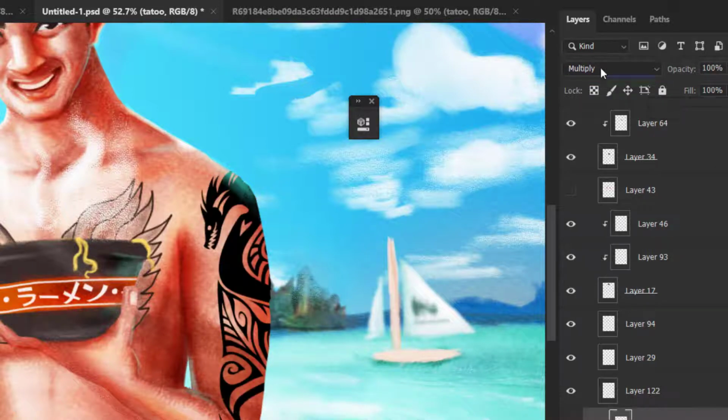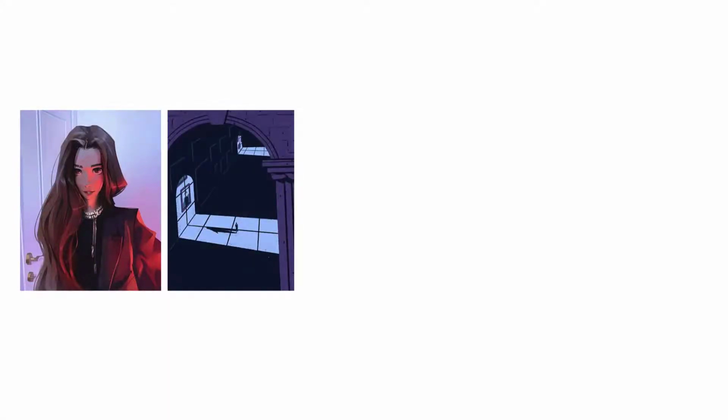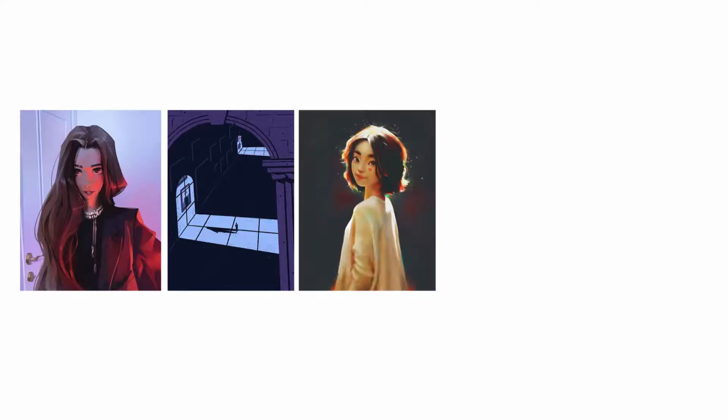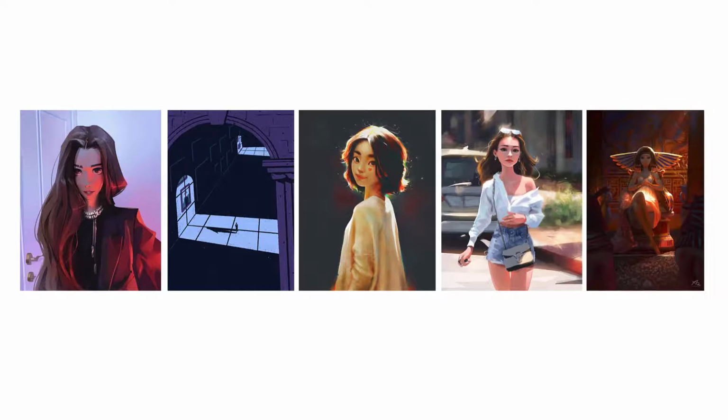So let's talk about lighting. Since we are on values, the value is not complete without the lighting. Lighting will give more intensity and illuminate your artwork. Lighting makes the drawing come to life.